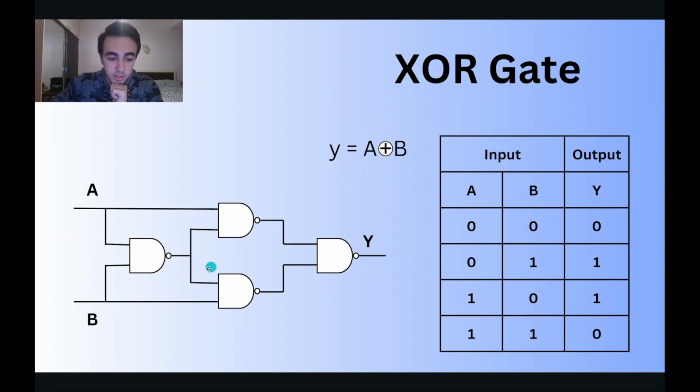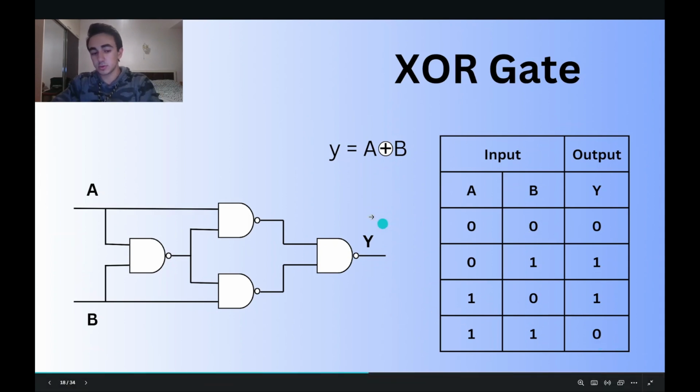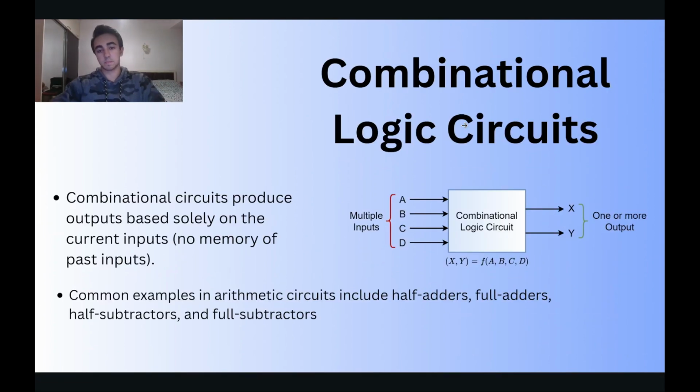In this gate, we have 0 and 1. It outputs 1. We have here 1 and 1. So the NAND gate would output 0, as shown here. So this truth table is true, and this circuit is also true for XOR gate. Let's proceed.